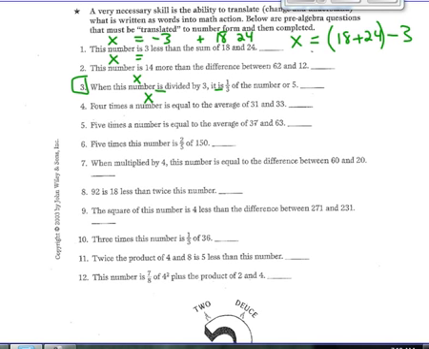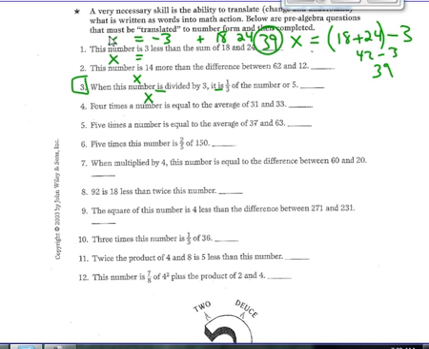Now once you've translated it, then you should solve it. There's some order of operations here. 18 plus 24 gives me 42. 42 minus 3 gives me 39. So my answer here is 39.